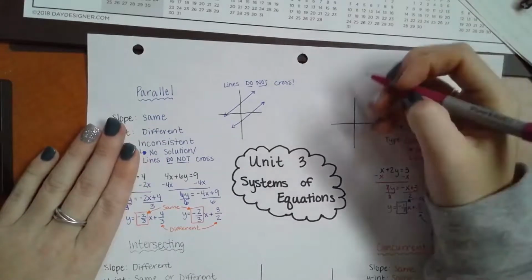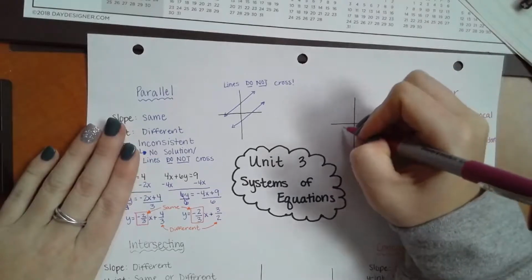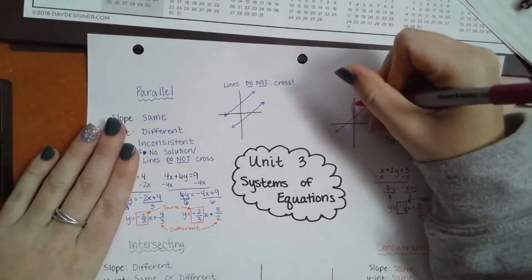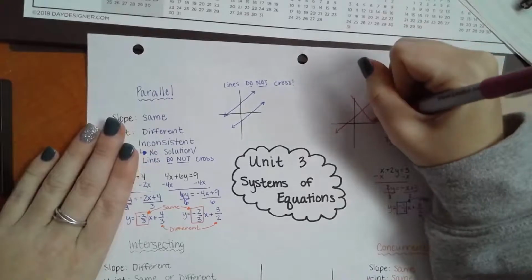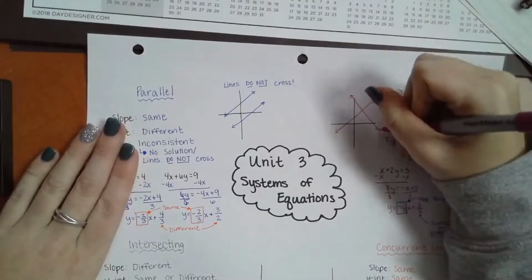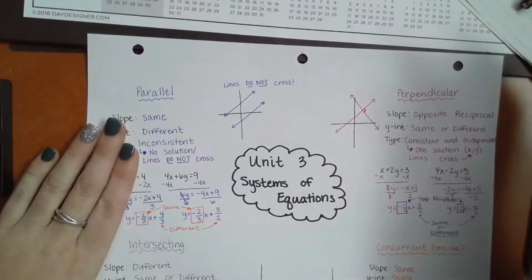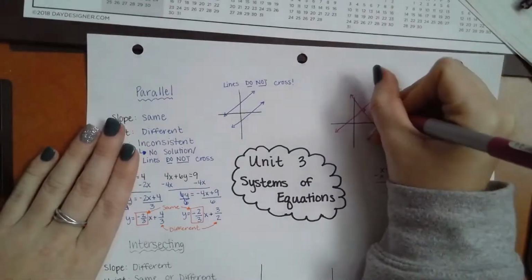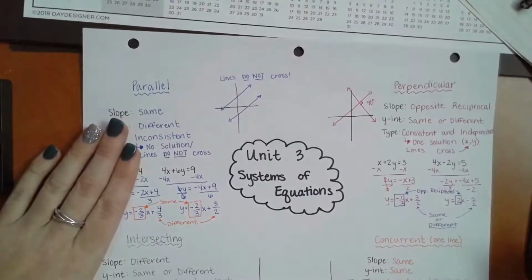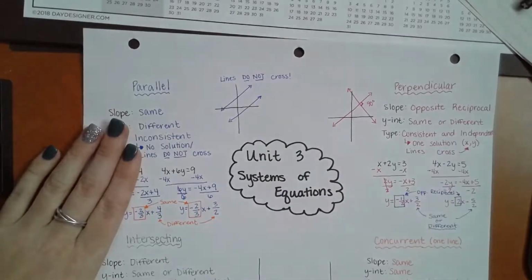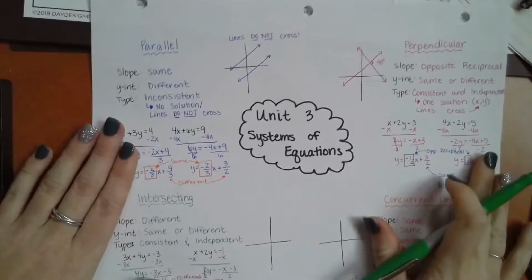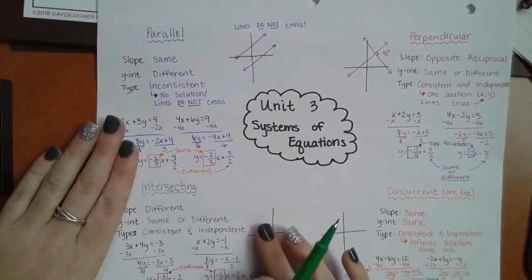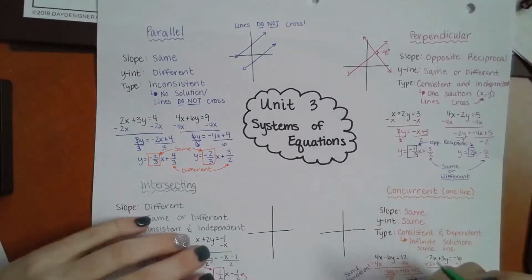Okay, so for perpendicular, where your lines cross is going to make a 90-degree angle, which means that they're opposite reciprocal. Now that's kind of hard to tell the difference between that and intersecting just by looking at the lines. So you'll want to at least figure out what the slope is of your two sets to tell the difference if it's perpendicular or intersecting.